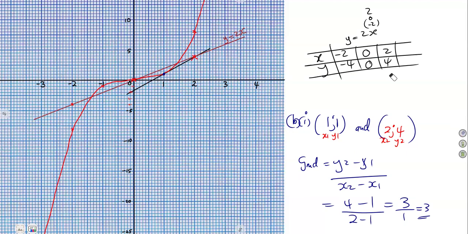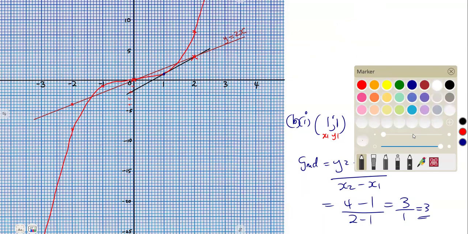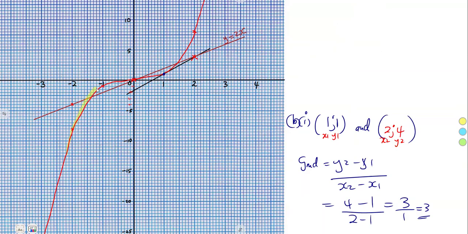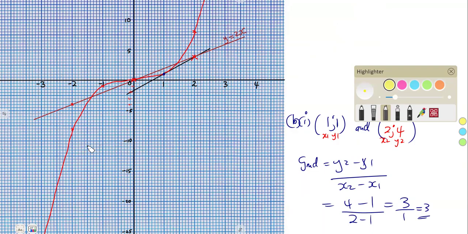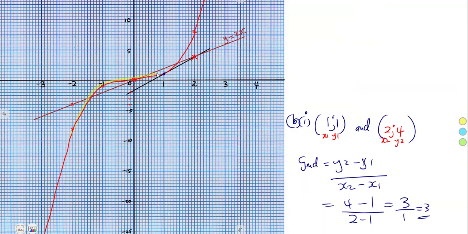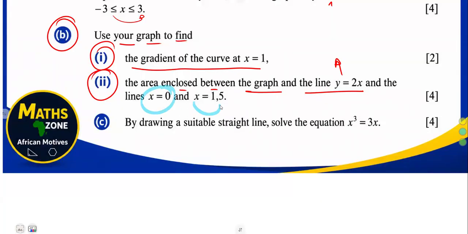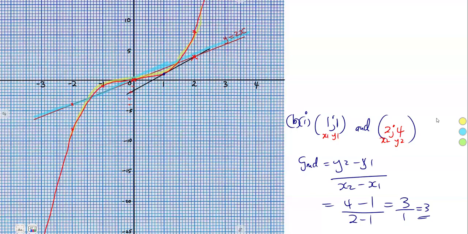And now we can have the area, because we are told that the area is supposed to be bounded by the cubic function, the graph that we had originally. All right. Bounded by that, this one. And the line y is equal to 2x, this one. And what else? The lines x is equal to 0 and x is equal to 1,5. So we must include these lines. X is equal to 0, which is the y-axis, and x is equal to 1,5. So 1,5 in between 1 and 2 on the x-axis, 1,5 is here. So you can see that the area bounded by these graphs and these lines is going to be in between.